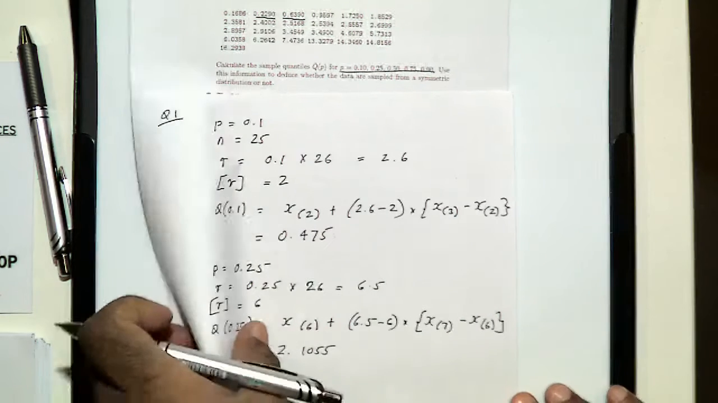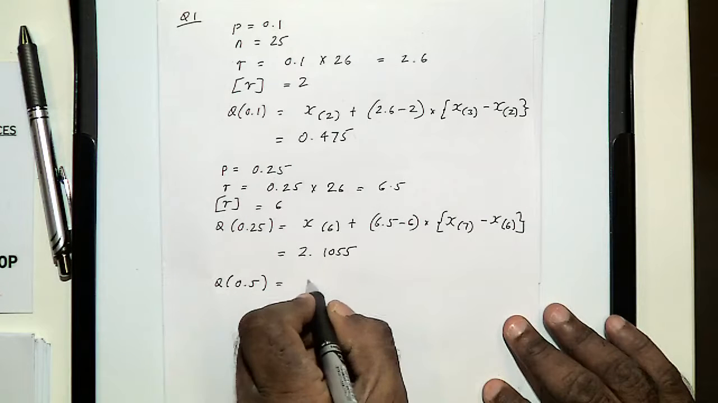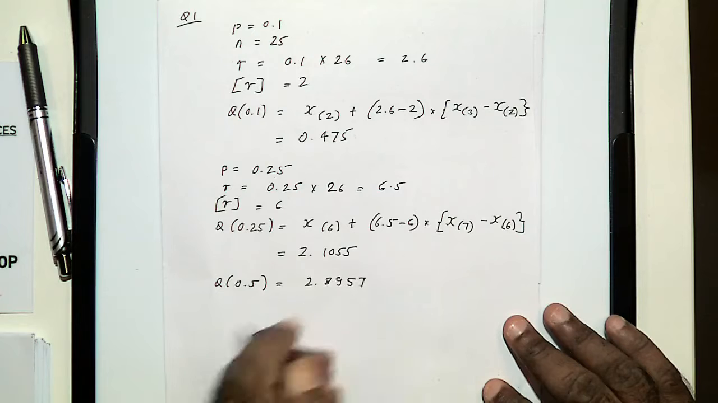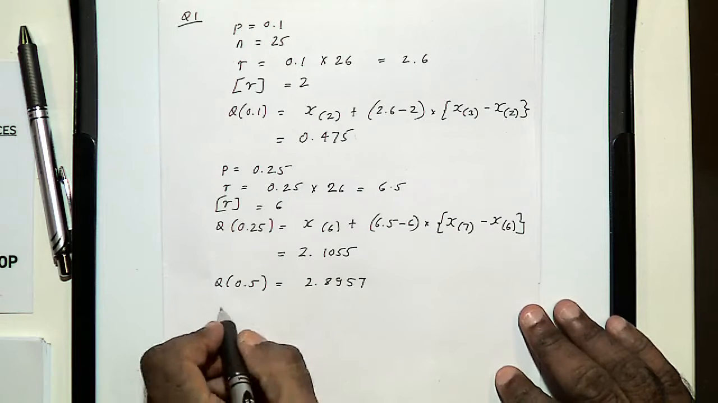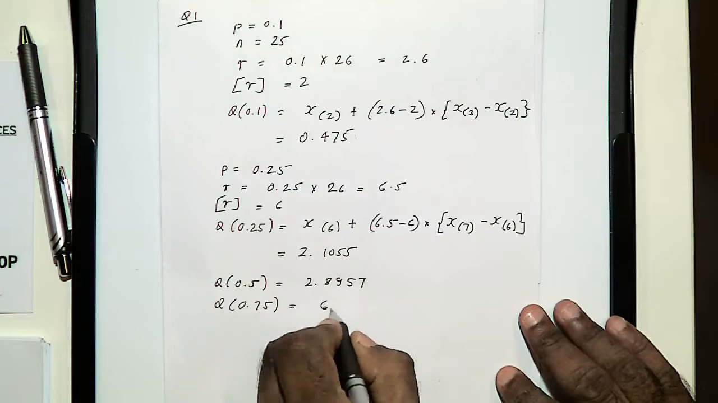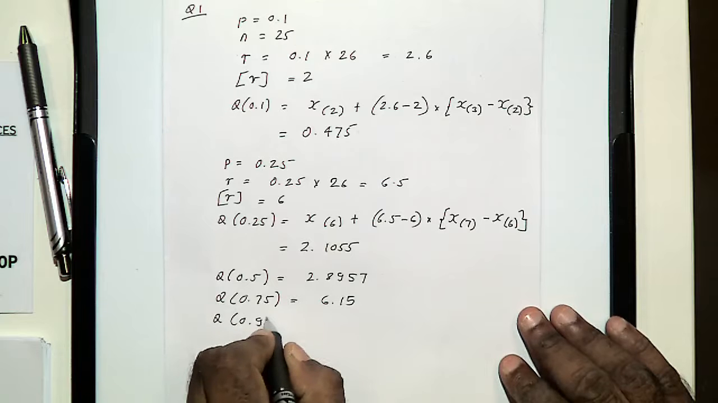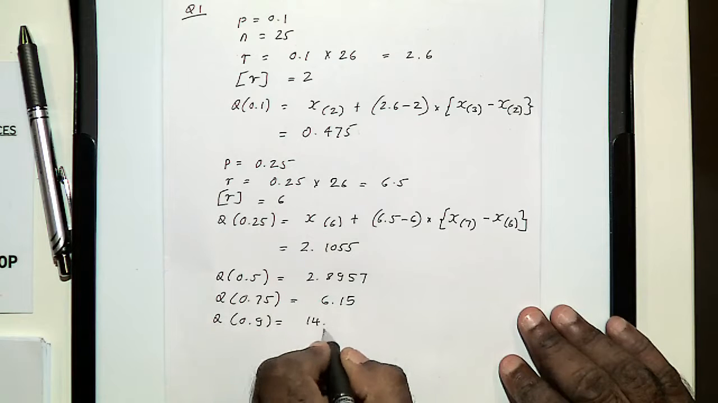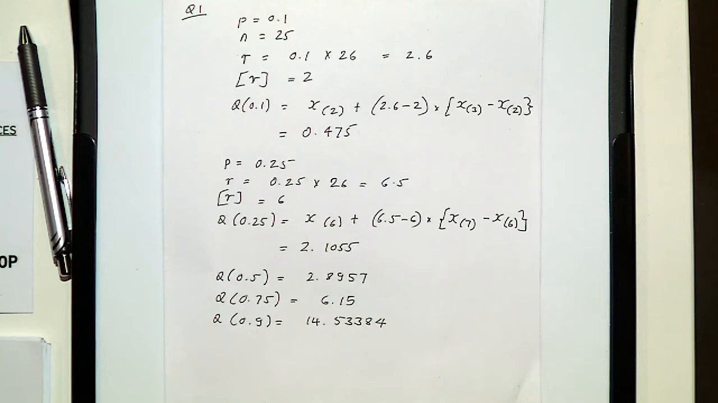I'm not going to do them, I'll just write down the answers for the other ones. I'm sure you already did it. So Q at 0.5 will be 2.8957, and so this is the median, and Q at 0.75 will be 6.15, right? And Q at 0.9 will be 14.53384. So by similar calculations, I'm sure you would know how to do them, right? There's no need for me to.